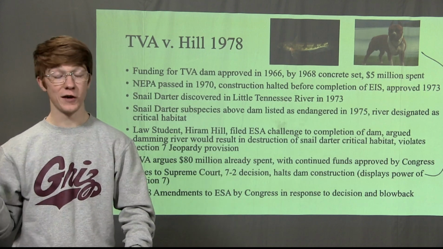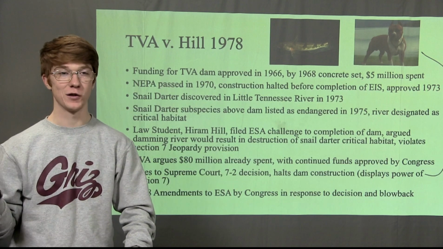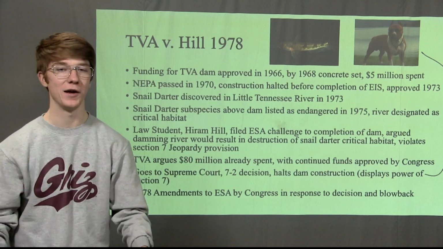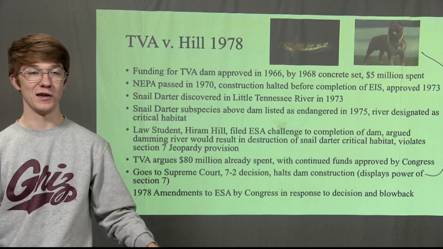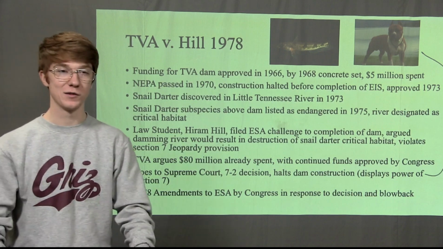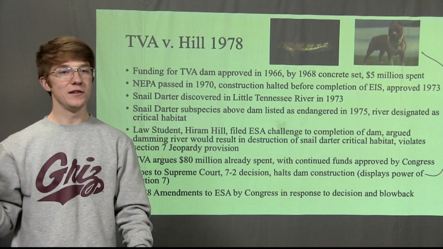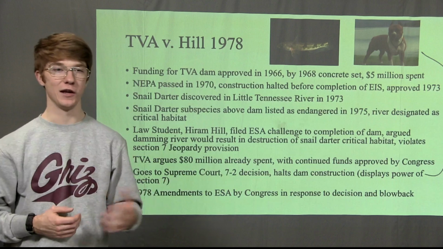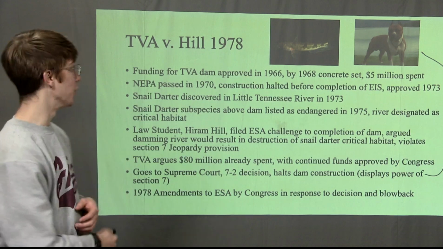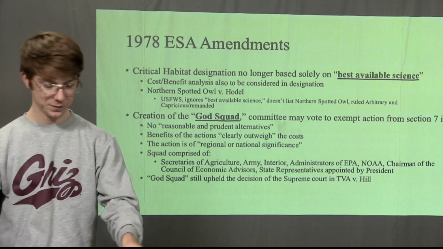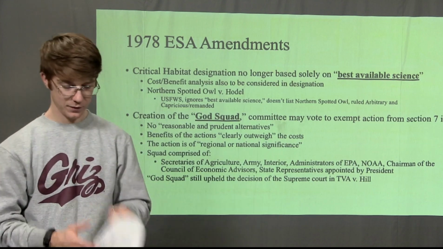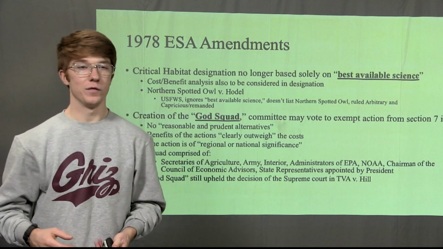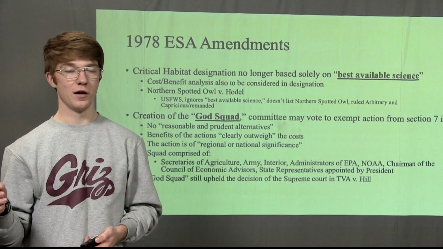Following that case, there's definitely some pretty big controversy. People see this and have to take a step back, looking at the paper with a little bit of surprise that the ESA has this kind of power. It definitely caught some people off guard. So Congress responded, and in 1978 they released some amendments to the ESA post TVA versus Hill. Essentially, they changed the critical habitat designation mandate.